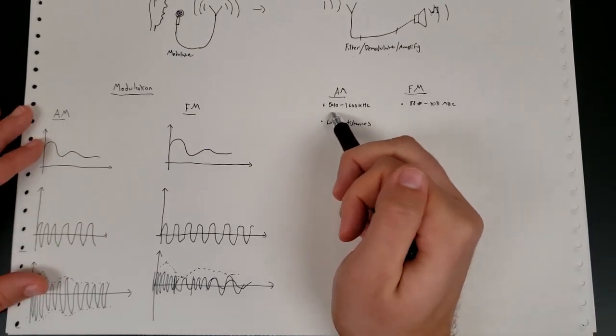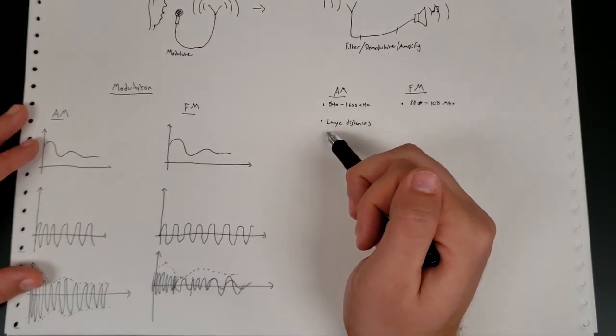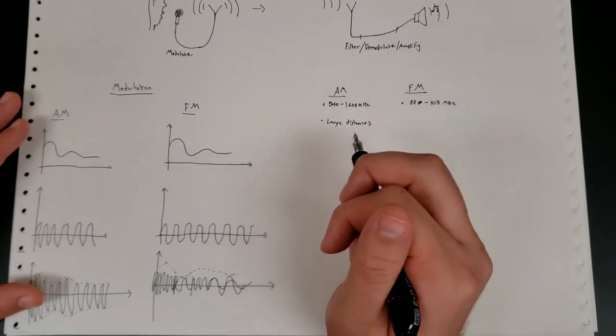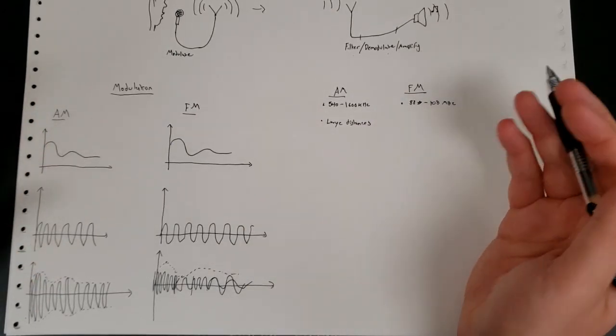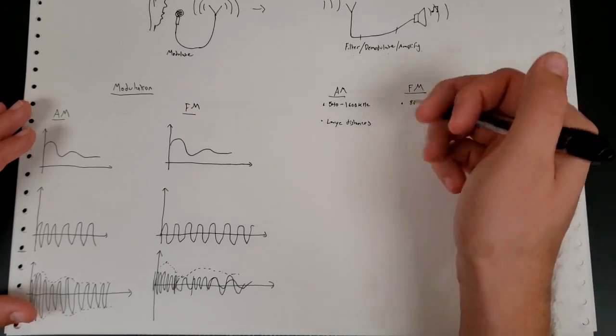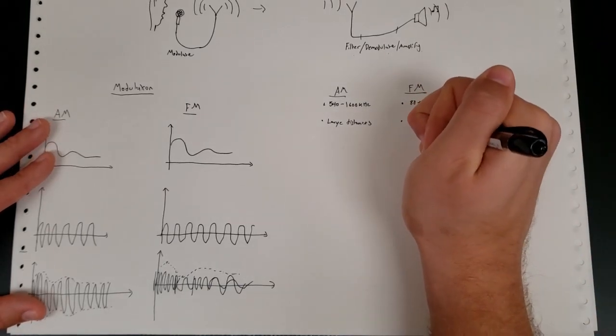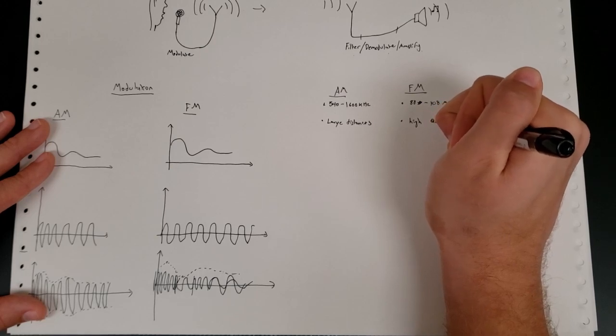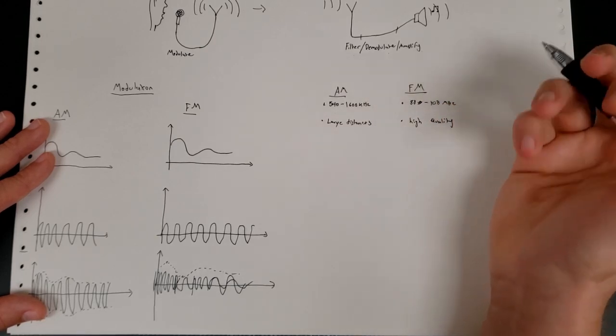Because we're transmitting at a much lower frequency, the signal is attenuated much less, so it can travel much farther. Okay, so that means FM can travel not as far, right? But the thing with FM is we get a much higher sound quality. And this is due to a number of things.